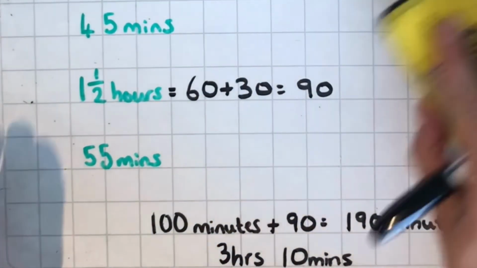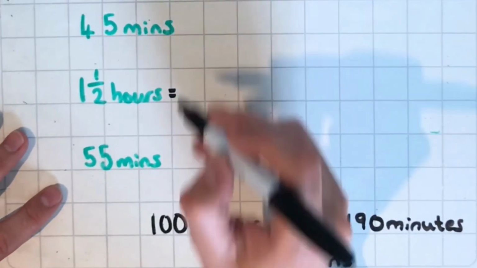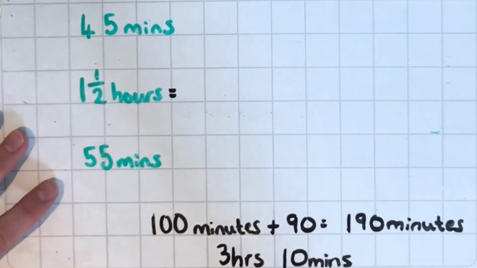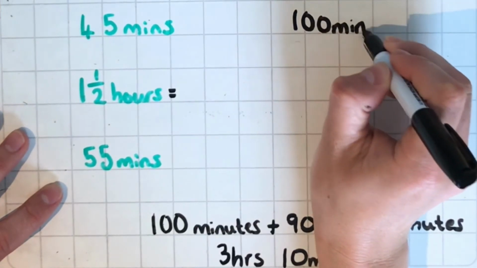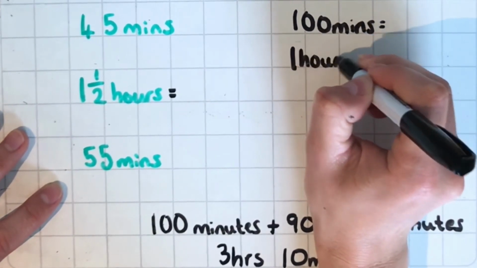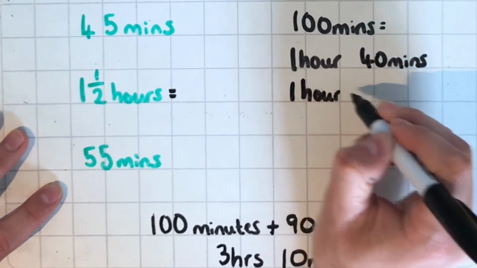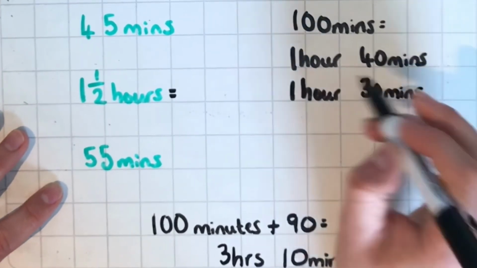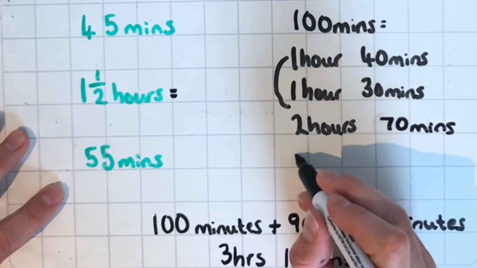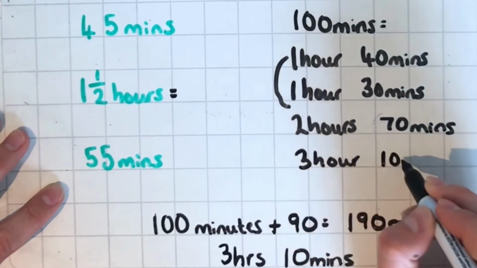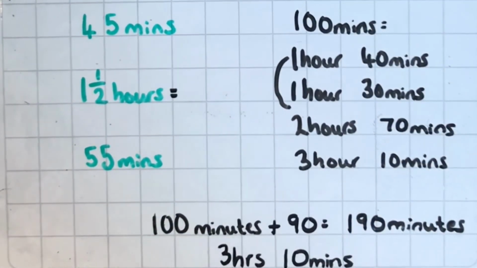The other way you could do it is to think about your 45 minutes and your 55 minutes. Convert those, so you've got 100 minutes, which is 1 hour, 40 minutes. Then 1 hour, 30 minutes. So you've got 2 full hours. You've got 70 minutes, so you can make 1 more hour with 10 minutes left over. So a couple of ways you can do this question, as long as you get the correct answer.